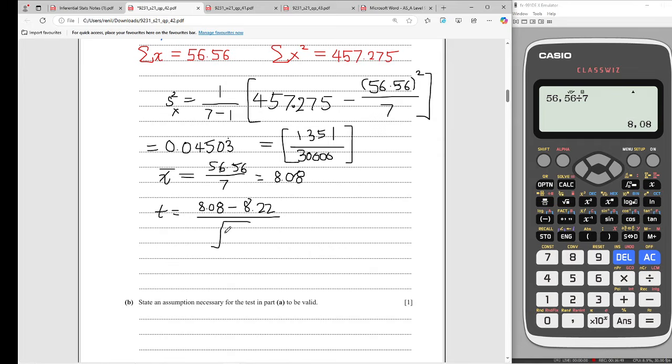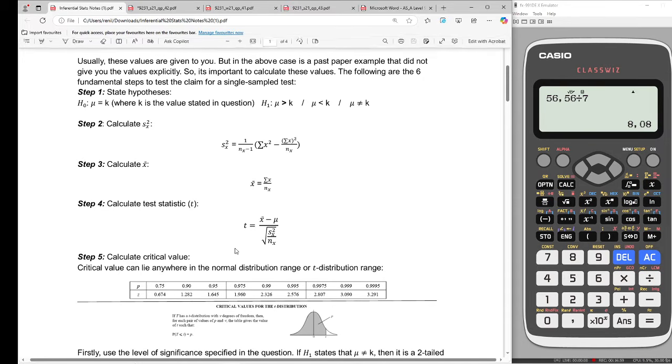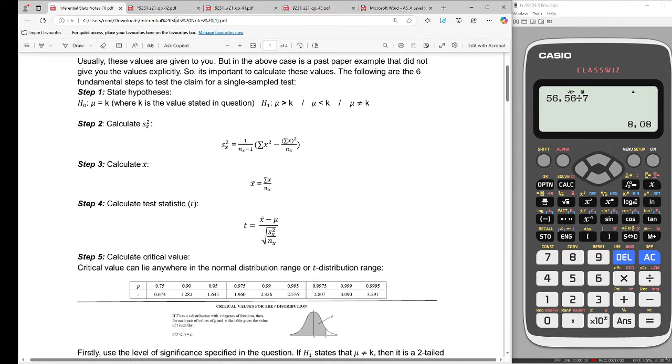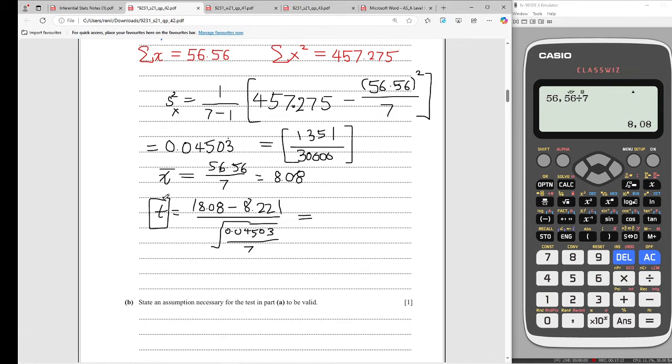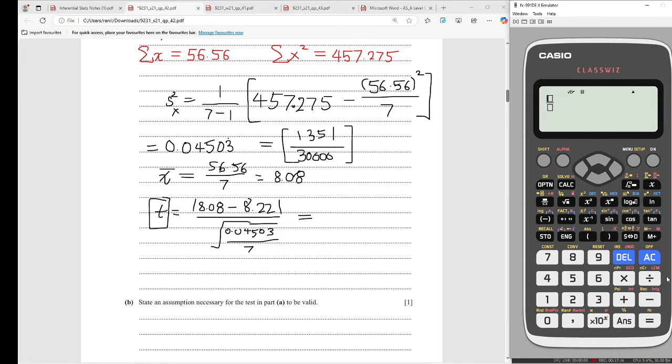S2 of x, which is 0.0453503, divided by the number of terms it has, and that's what we had over here. Do note that we need to take the absolute value. Whenever we calculate our critical value or test statistic, we always take the positive value. So let's put that in the calculator.